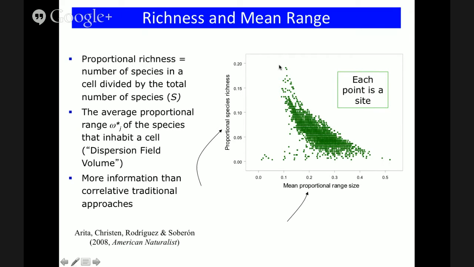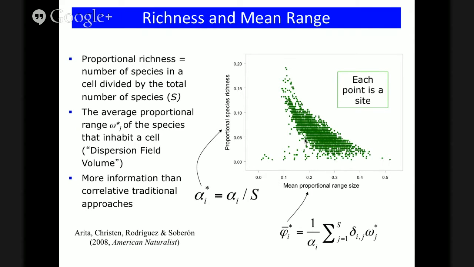And I think Jorge Soberon has already spoken about this in a previous seminar. So you have on the x-axis what we call the mean proportional range size. So this is, on average, how widespread are the species that inhabit each of these cells. So you see each of these green dots corresponds to one site in the geography. On the y-axis, you have what would correspond to the proportional species richness. So on average, how many species are there in each cell?